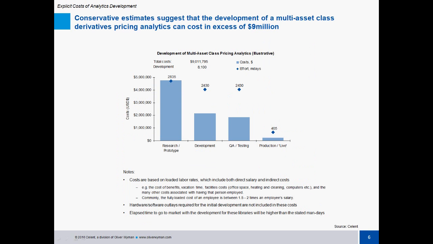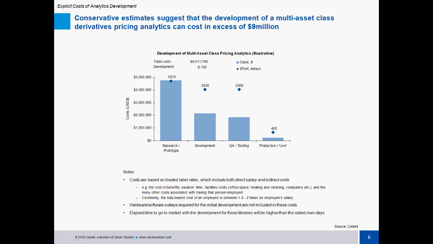Now, if one poses the question of how costly it can become, our conclusions from the study would suggest that, based on conservative assumptions, the development expenditures for a multi-asset class library alone would cost in excess of $9 million, and if we involve 30 persons, it would take more than 12 months to actually build.